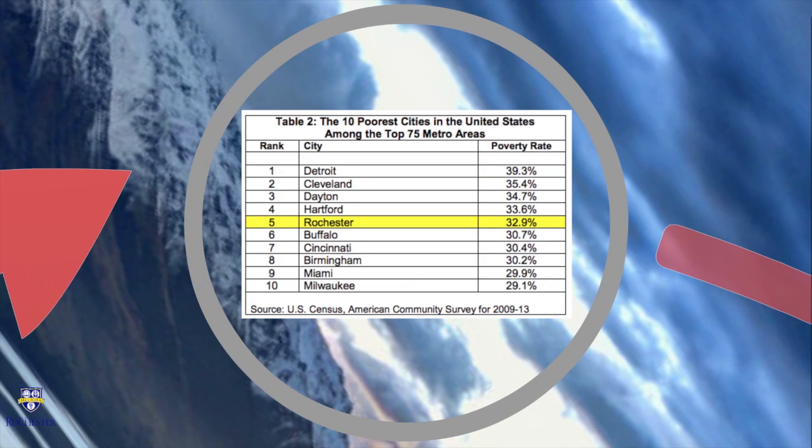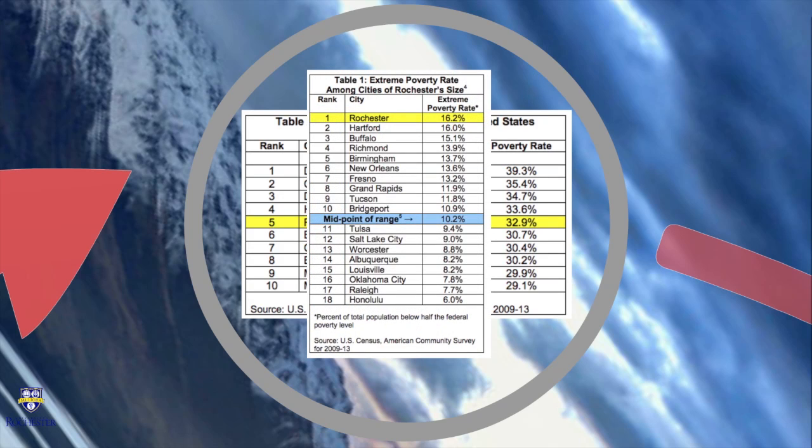When we look at the 75 largest cities in this country, and then rank them according to poverty rate, Rochester comes out at number 5 with a 32.9% poverty rate. When looking at cities that have a similar size to Rochester, Rochester has the worst extreme poverty rate. That means that we have the most people living below 50% of the federal poverty line of any city with a similar number of total residents.